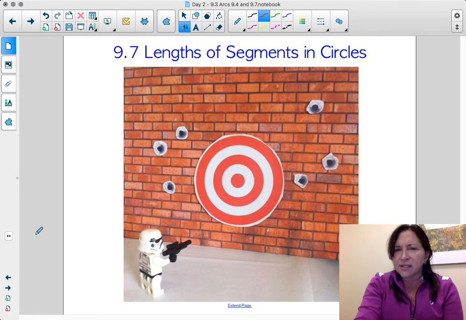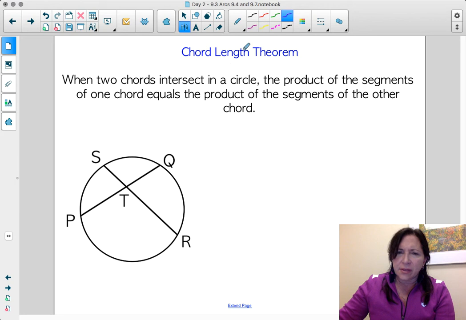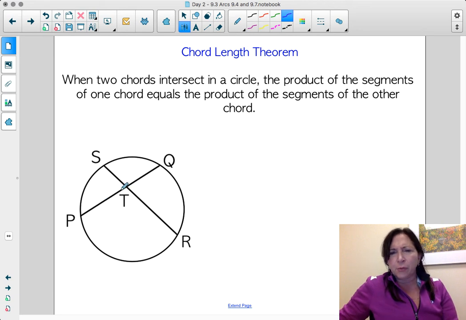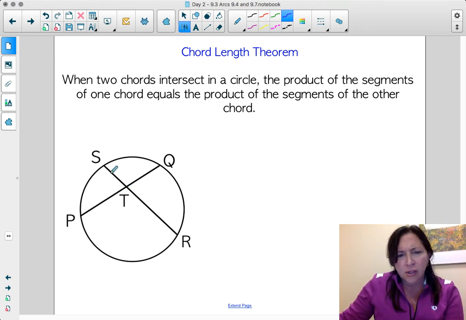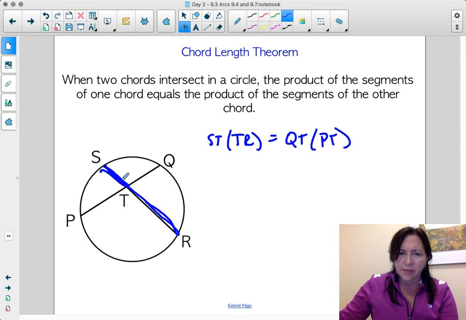Now we're going to talk about lengths of segments in circles. We have something called the chord length theorem. It means that when you have two chords in a circle, the product of the lengths of the pieces of one chord equals the product of the lengths of the pieces of the other chord. So this segment right here, ST, times this portion of that segment, TR, is going to equal QT times PT. So this length times this length is going to equal this length times this length. That's what it means.